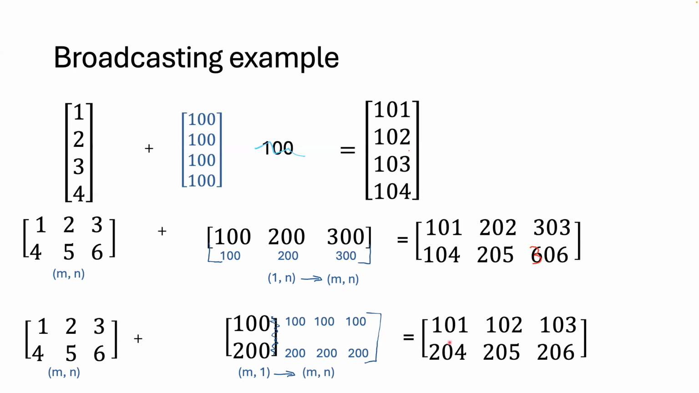You'll see all of the first row will be added by 100, and all of the second row will be added by 200. And here is a more general principle of broadcasting. Let me erase this. It's still stuck from the previous slide.